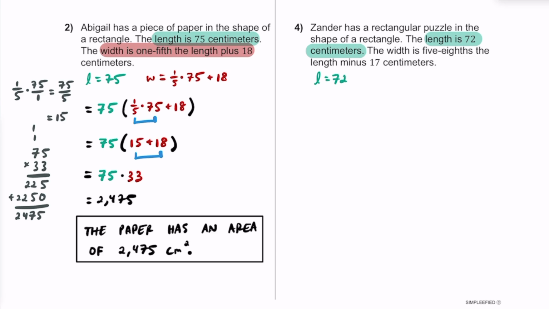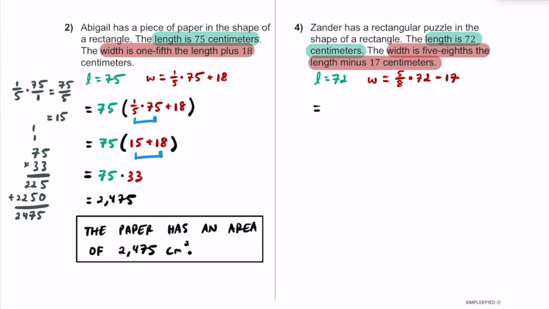Well, for the width, we know it's going to be 5/8 of whatever the length is, minus 17 centimeters here. So for the width, let's say it's going to be 5/8 of whatever the length is. So 5/8 times the 72, but it's going to be minus 17 here. It's 17 less than that. So a little curveball, a little difference here. We're going to go ahead and subtract.